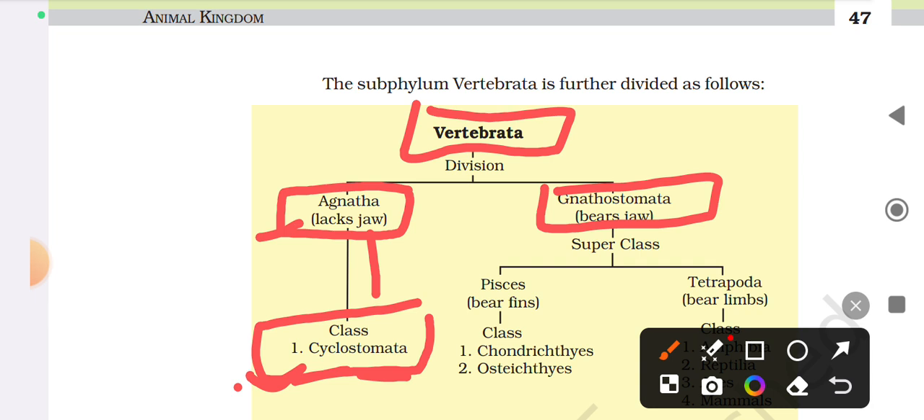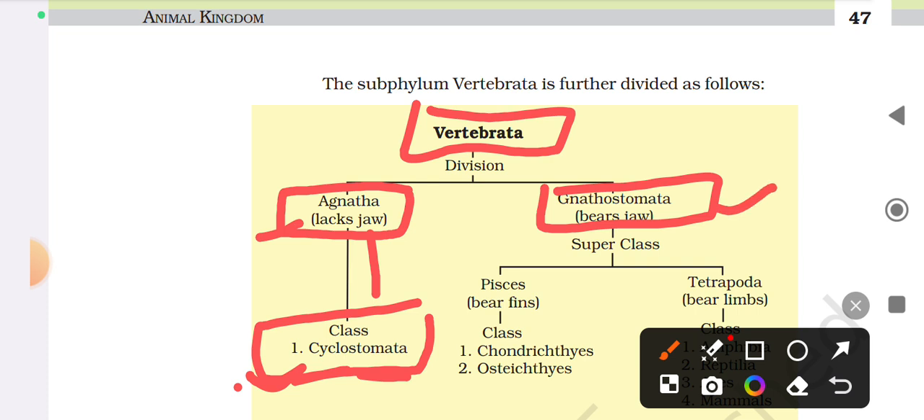So now you remember that vertebrata is divided into two divisions. The first one is agnatha. Agnatha are jawless organisms, jawless fishes actually. And they have only one class, and what is this? Cyclostomata. Cyclo, that means circular, stomata, that means opening, which have mouth in circular opening in which suckers are present, okay, for taking their food. Now the next one is gnathostomata, which bear jaw.